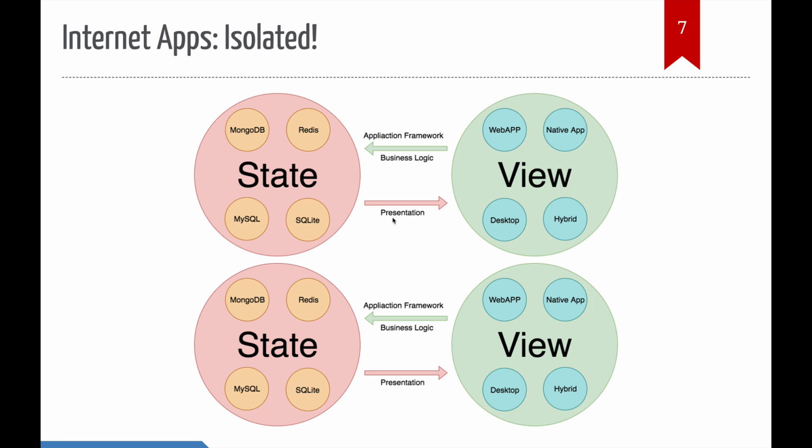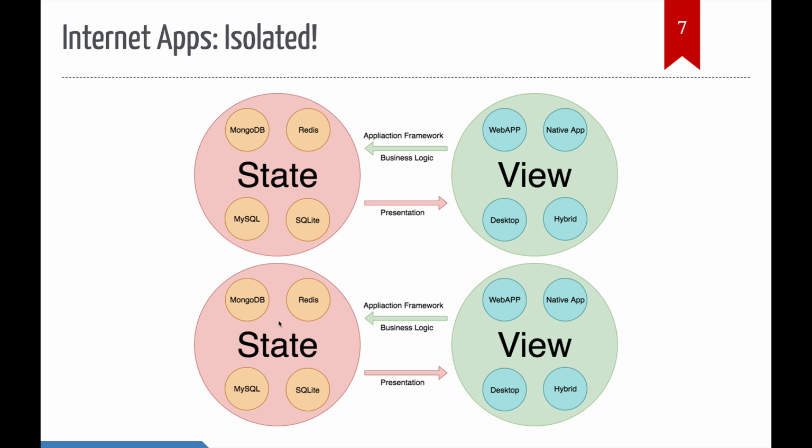When we zoom out the application view a bit, we can see that all internet applications are isolated. Each application has its own state and view. They do not share anything. Users in this application cannot reuse anything in another application.